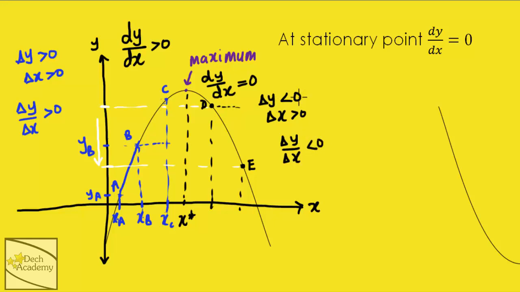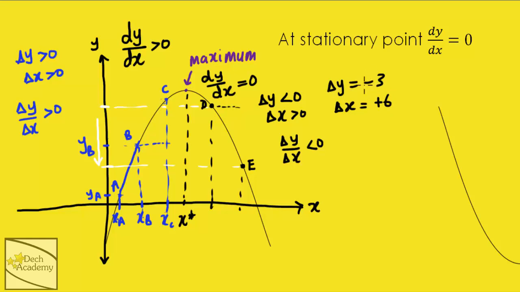I'll give you an example. Imagine delta y is a negative number. So let's say delta y is minus 3. So the y coordinate decreases by 3 units, and delta x increases by, let's say, 6 units. So pay attention to this negative sign.